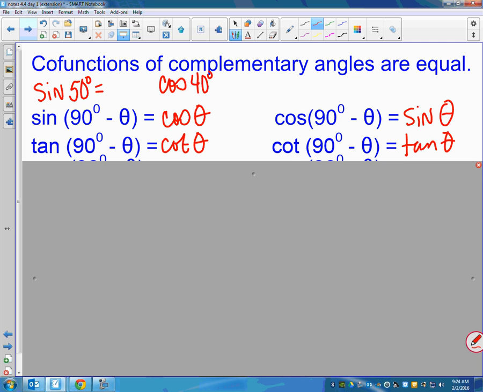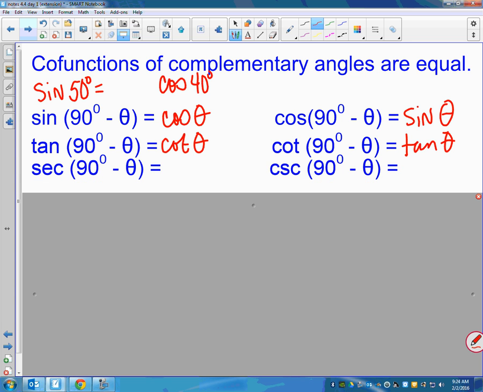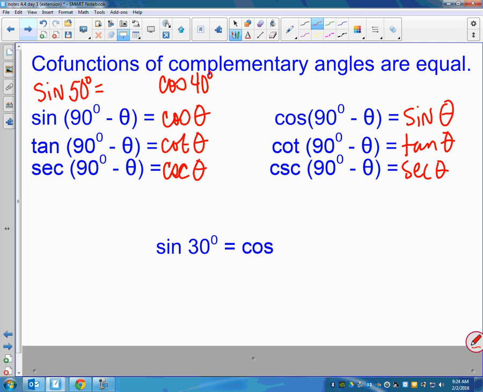So sine and cosine go together, tangent and cotangent go together, and then the last 2 go together. Secant and cosecant also go together. Their complements will also be congruent. So secant of 90 degrees minus theta will be equal to cosecant of that angle, and cosecant will be equal to secant. Again, section 5-1, we're going to repeat this same thing, but I did put a couple questions like this on your homework today, and I'll show you what I mean by that in a minute.